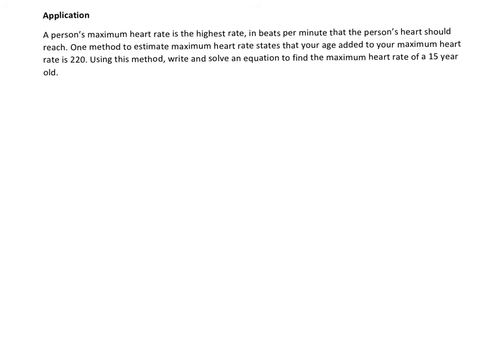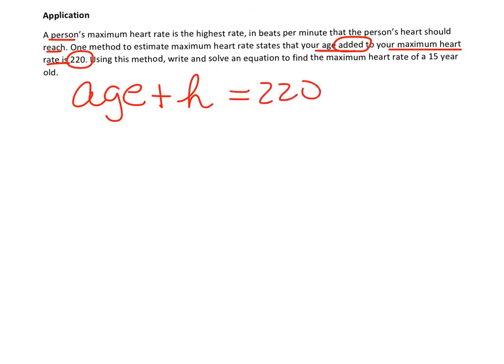Now, the last thing we're going to cover is an application problem. Just try to decipher what's really being said. In this case, a person's maximum heart rate is the highest rate in beats per minute that the person's heart should reach. That's that first sentence. One method to estimate maximum heart rate states that your age added to your maximum heart rate is 220. So your age, added to your heart rate, is 220. Now all we have to do is plug in. It says, find the maximum heart rate of a 15-year-old person. Here's a 15-year-old, that's their age. We want to find the heart rate: 15 plus H equals 220.